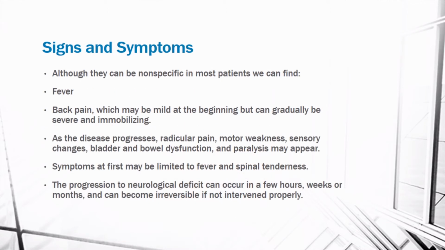Signs and symptoms. Although they can be nonspecific, in most patients we can find fever and back pain, which may be mild at the beginning but can gradually become severe and immobilizing. As the disease progresses, radicular pain, motor weakness, sensory changes, bladder and bowel dysfunction, and paralysis may appear. Symptoms at first may be limited to fever and spinal tenderness. The progression to neurological deficit can occur in a few hours, weeks or months, and can become irreversible if not intervened properly.